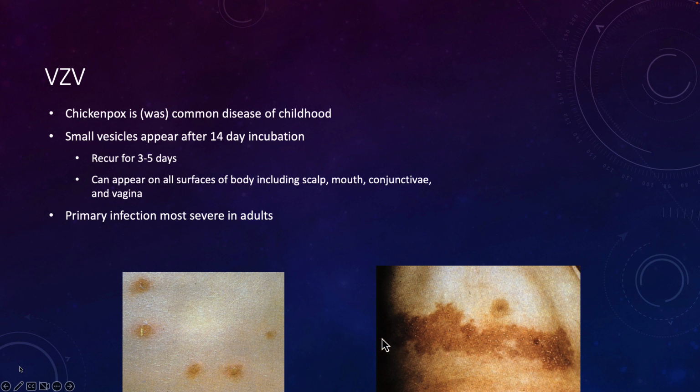And then what you see here is a shingles outbreak along a nerve in the chest. Typically, we see shingles on a single nerve. It won't be a full body infection.